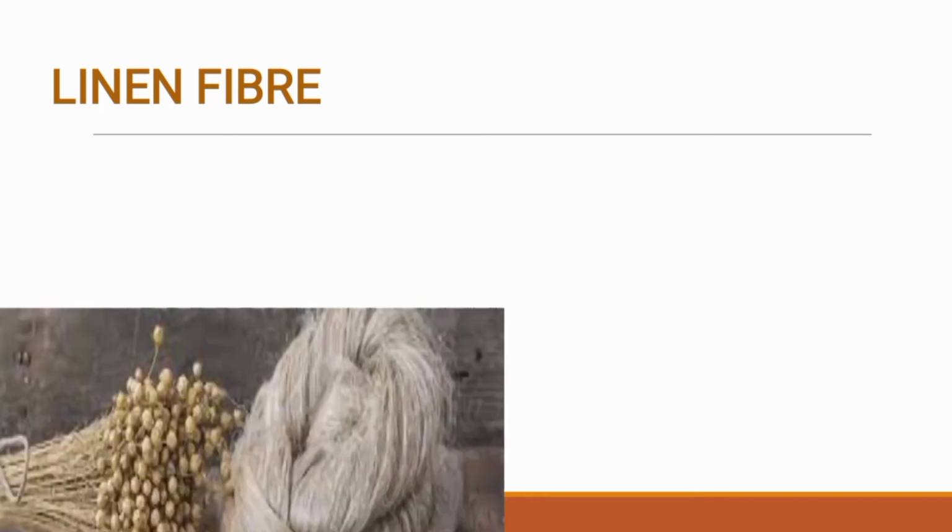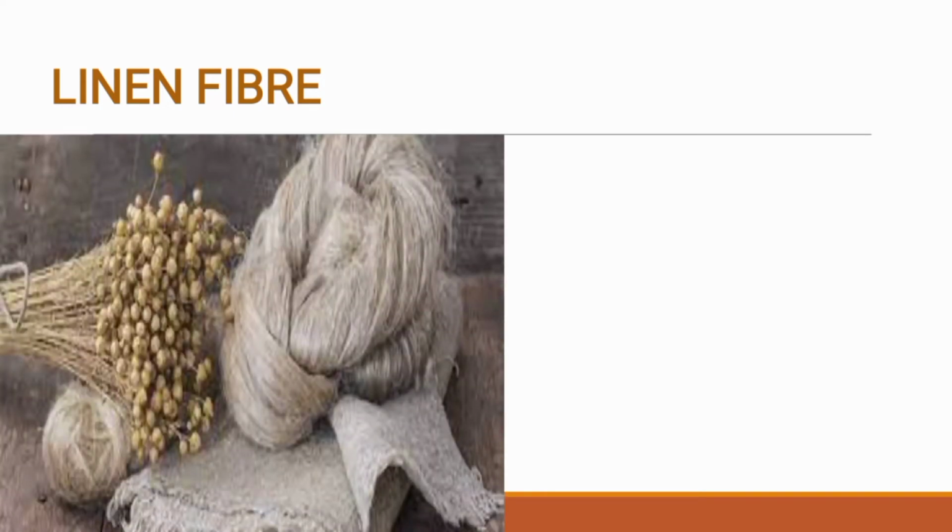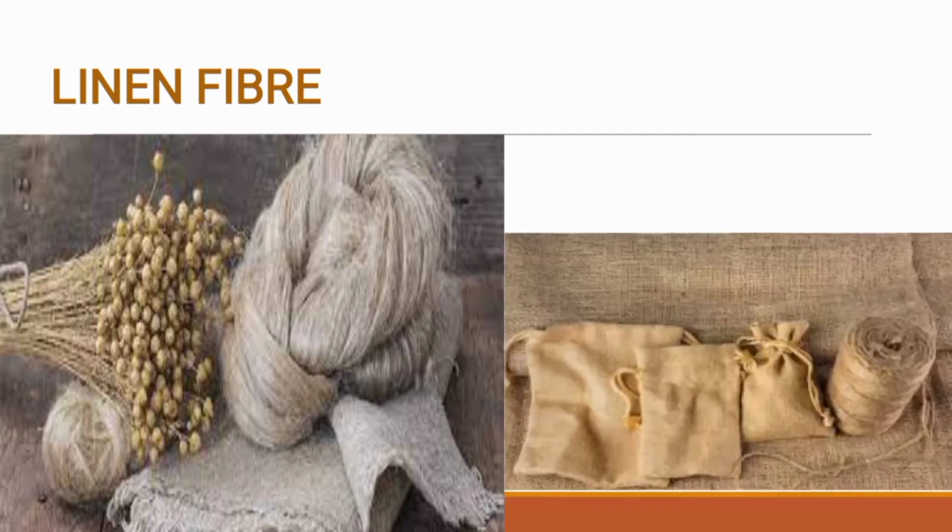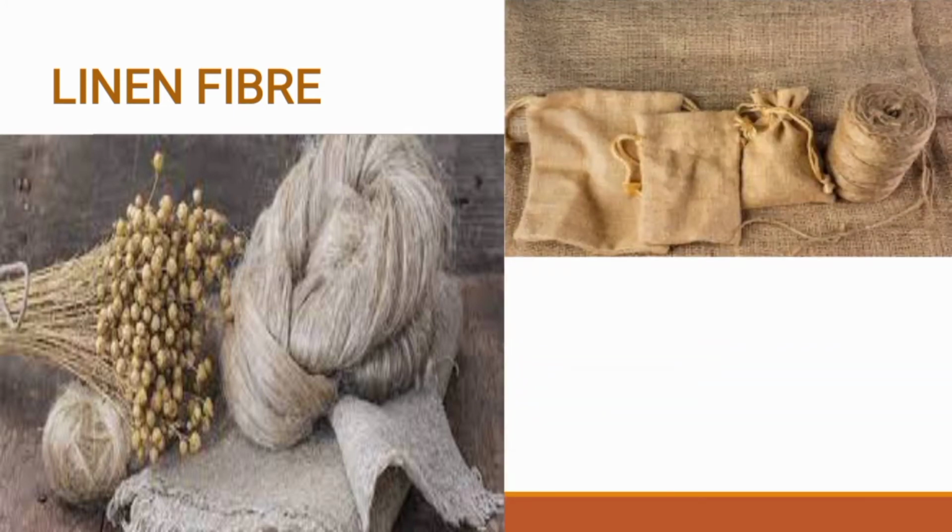Now, linen fiber. Linen fiber is a plant fiber, or you can call it a vegetable fiber. It's gotten from the stem of the flax plant. You can see the plant here that is brown with the seed. This is when it's dried.